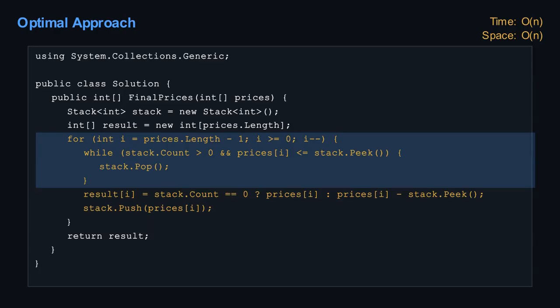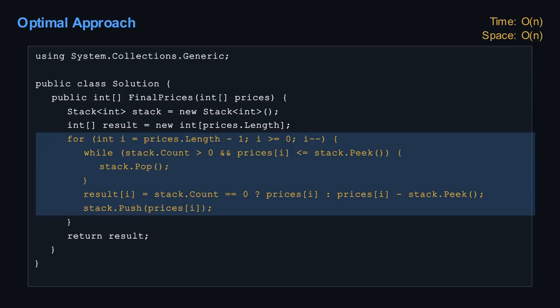After popping, if the stack is not empty, the top element is the next smaller or equal element to prices[i], and we use it for the discount. If the stack is empty, there's no such element, so prices[i] remains unchanged. Finally, we push prices[i] onto the stack, ensuring its monotonic property.